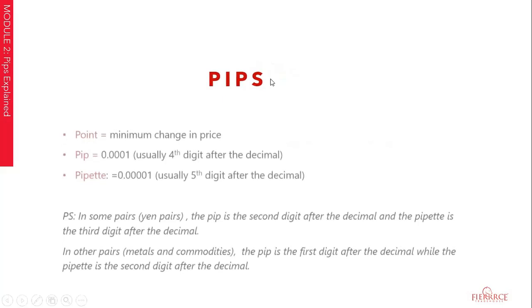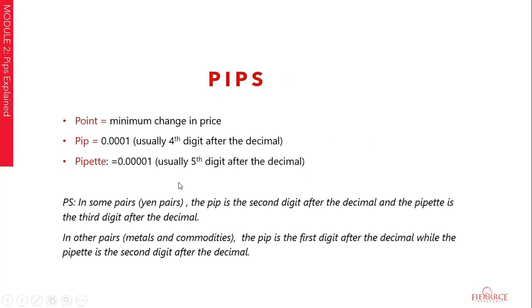I hope you guys are taking notes. If not, you can always watch a replay. This will always be there online forever. That being said, in summary, the pip is the 4th digit of the decimal, and the pipette is the 5th digit after the decimal.